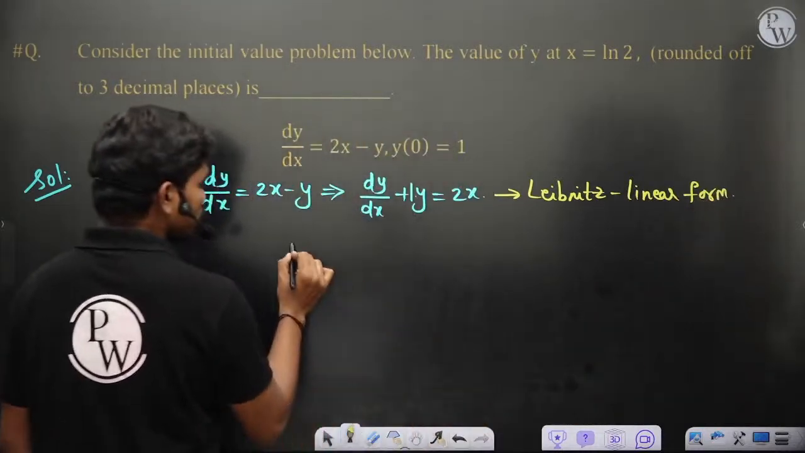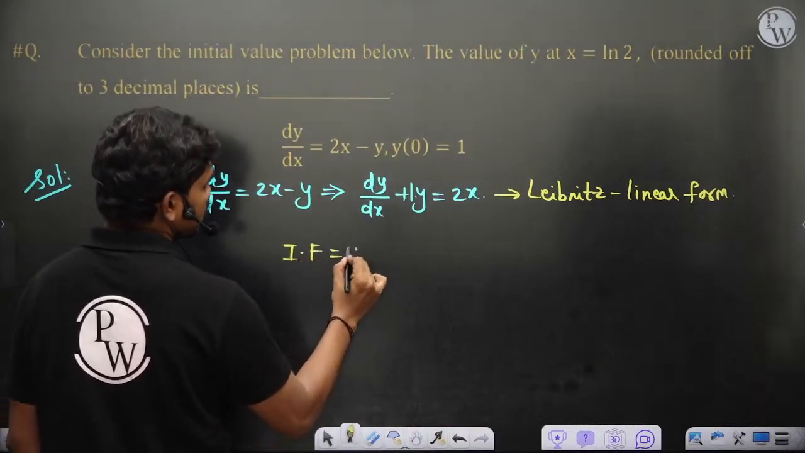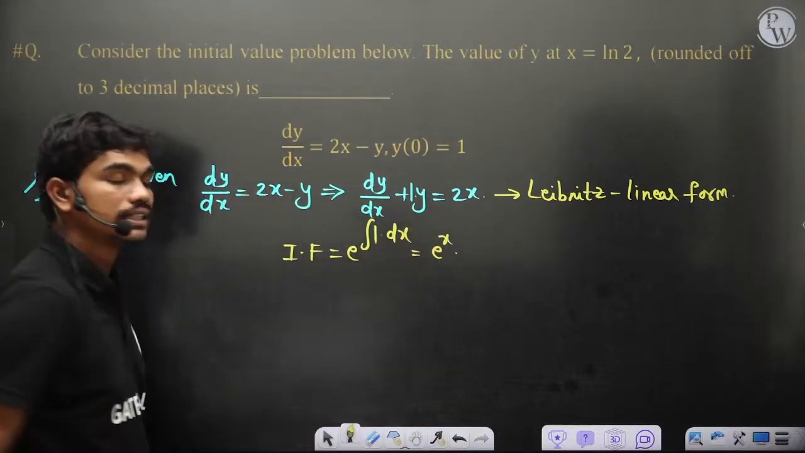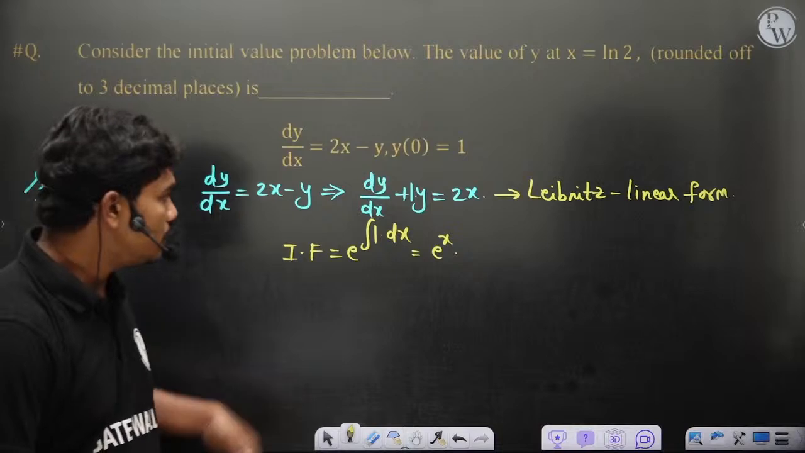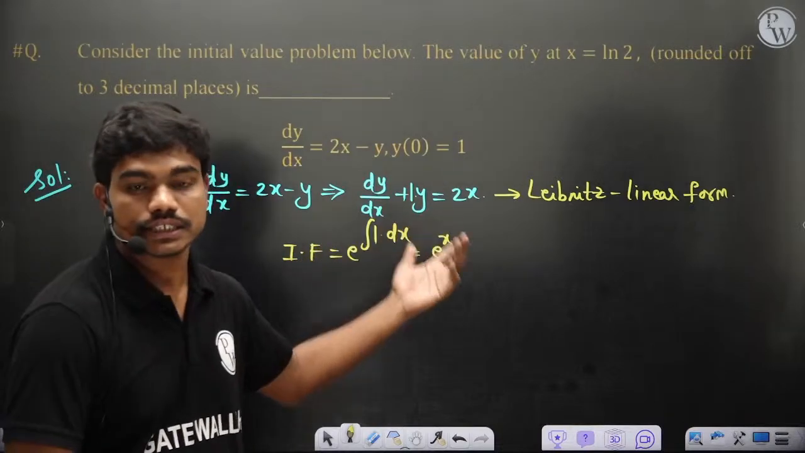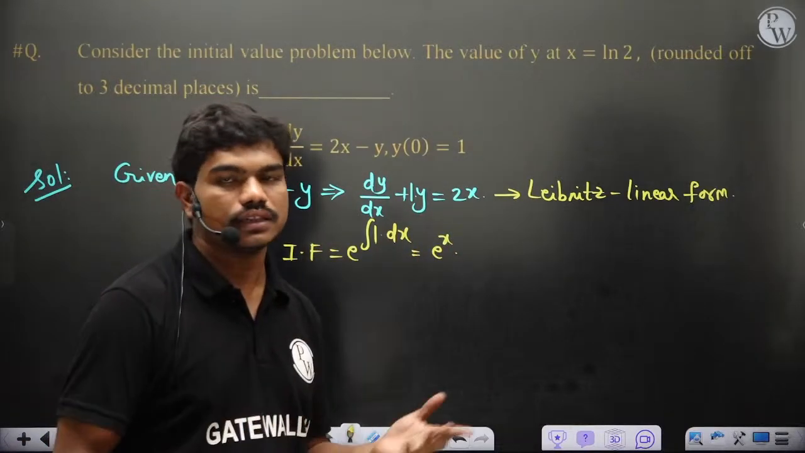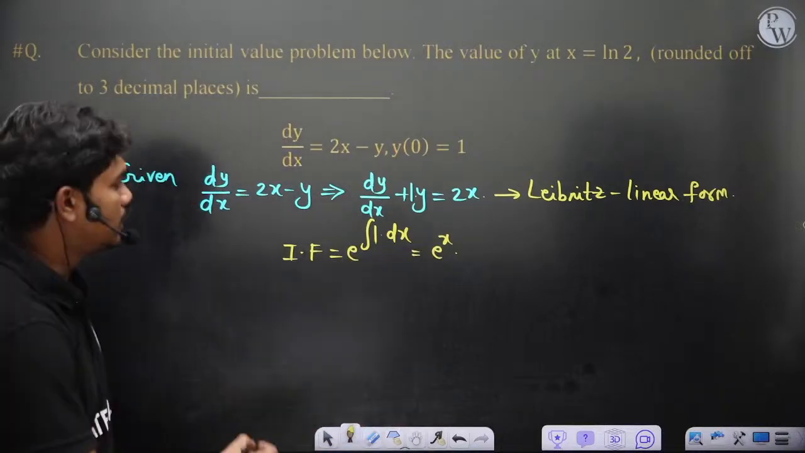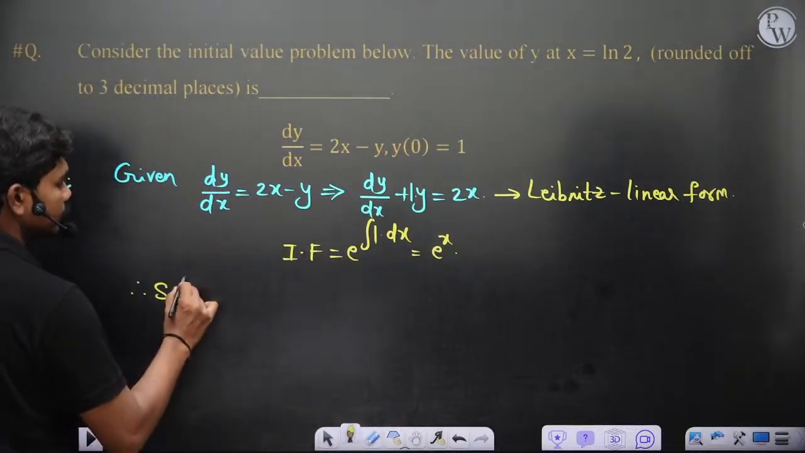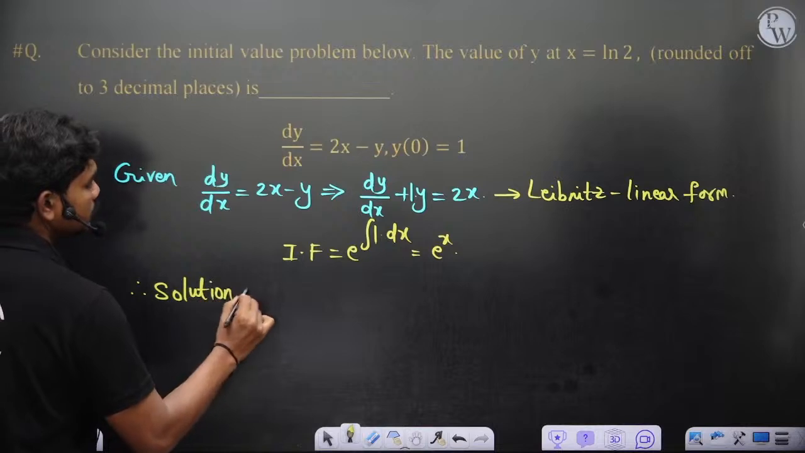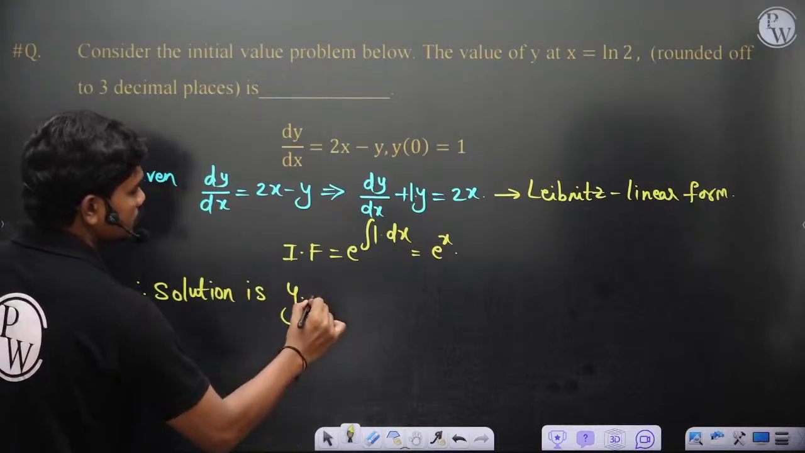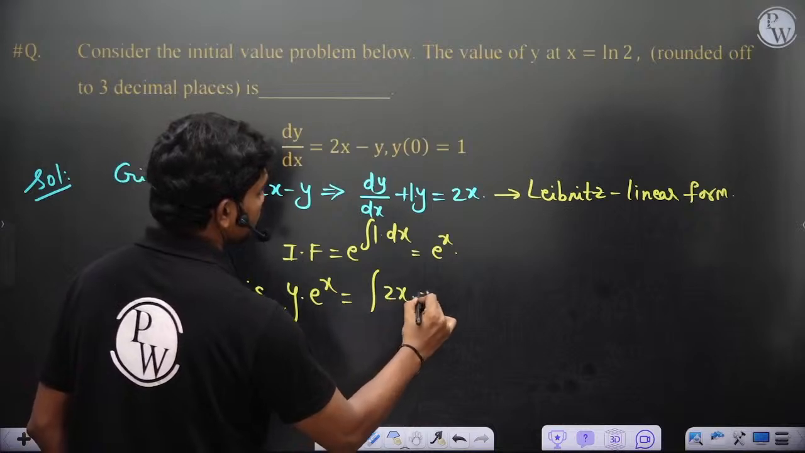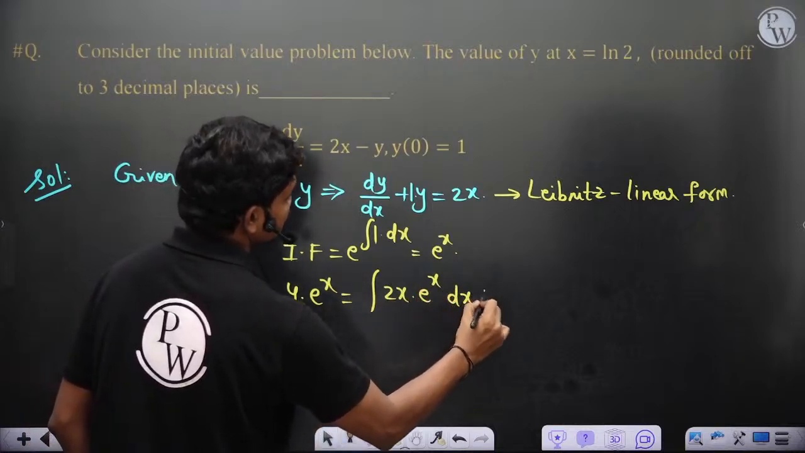Then what about the integrating factor? e power integral p dx, which is e power x. That's the integrating factor, right? Because I have shown you, if this function, which in this case is a constant, can be written as 1 into x power 0. So it turns out to be e power x. Therefore the solution is y into this integrating factor is equal to integral 2x into e power x dx plus constant.